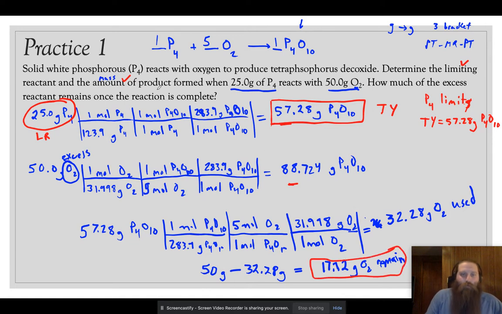Something to keep in mind with stoich problems: if a question asks for multiple answers, it's not a bad idea to check them off as you go. So what have we gathered here? What's our outcome? Well, if you react 25 grams of phosphorus with 50 grams of molecular oxygen, you're going to make 57.28 grams of P4O10, and you're going to have 17.72 grams of oxygen left over. There we go. That's what we know.